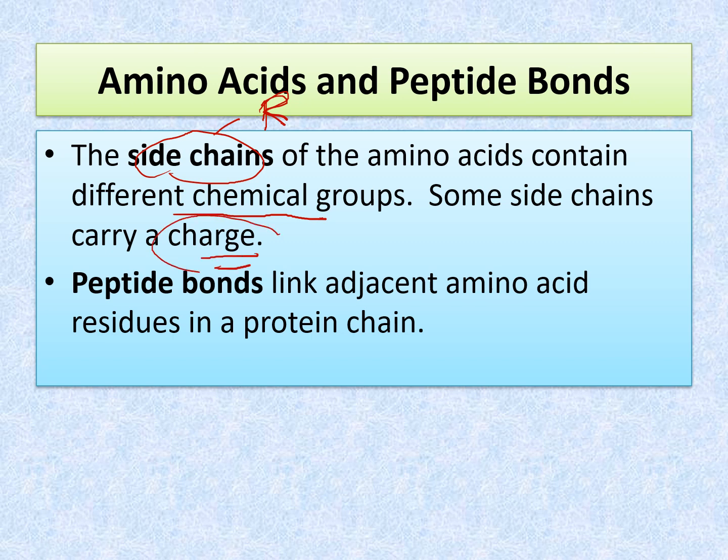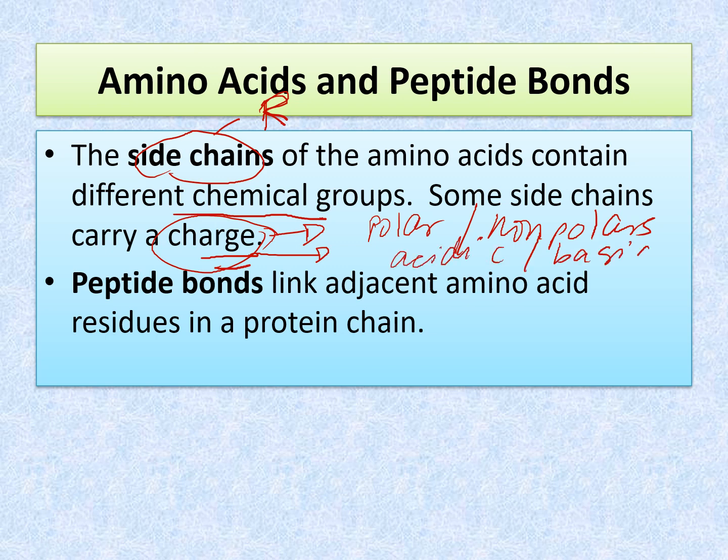This is basically where we will be able to differentiate your amino acids into polar amino acids or non-polar amino acids. Or this is where we will be able to distinguish amino acids as acidic or basic amino acids. Sige lang, we will discuss the different classification of amino acids in the succeeding slides.